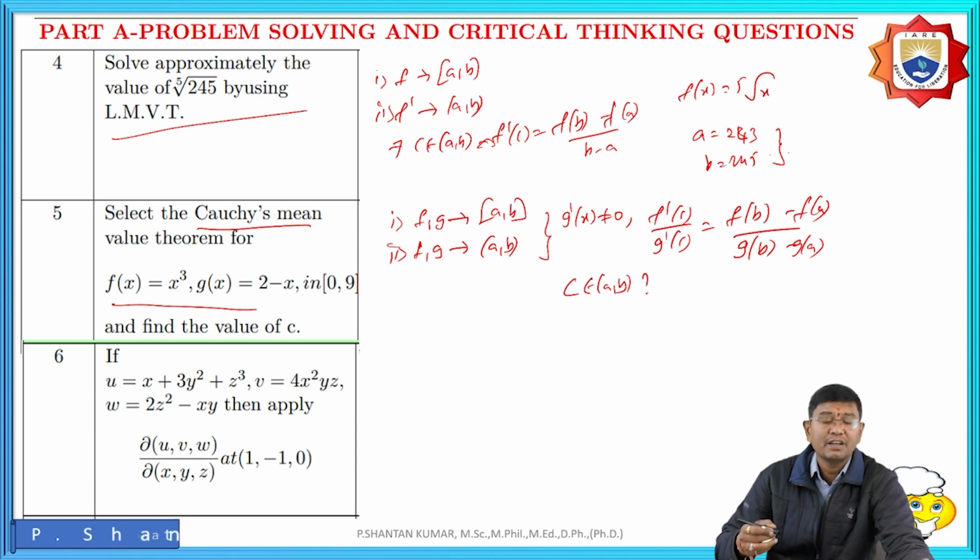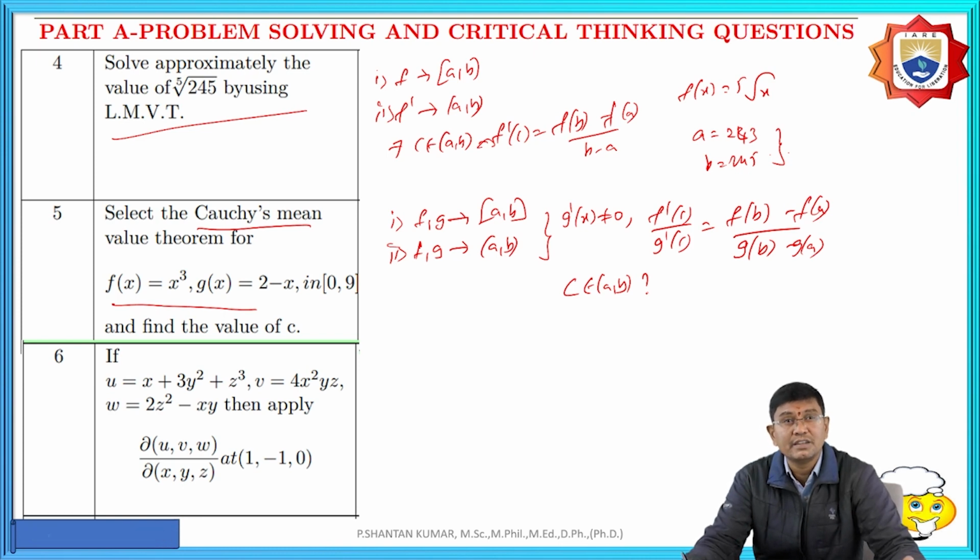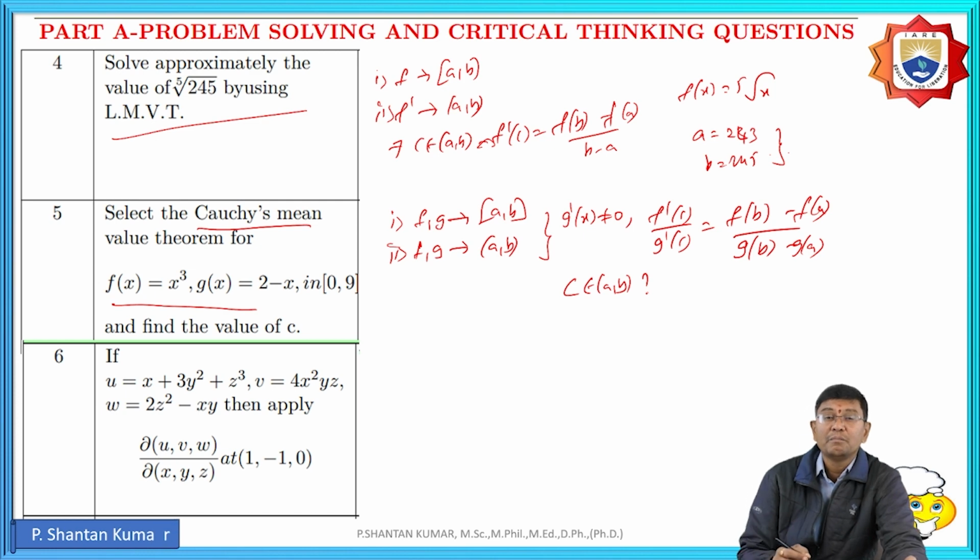We need to verify the conditions by using Lagrange's mean value theorem. Further, u is equal to something, v is equal to something, and w is equal to something. That means up to five problems are based upon the mean value theorem, and again the sixth one is the Jacobian, which is based upon the partial derivatives.